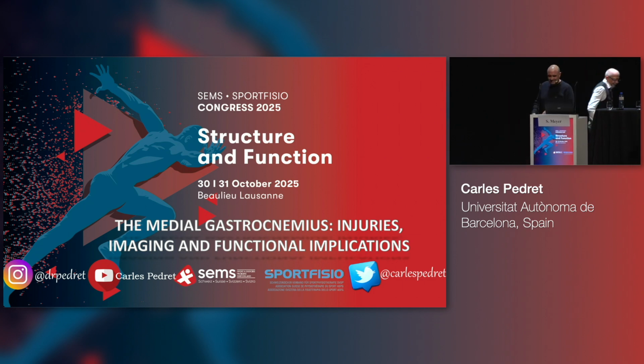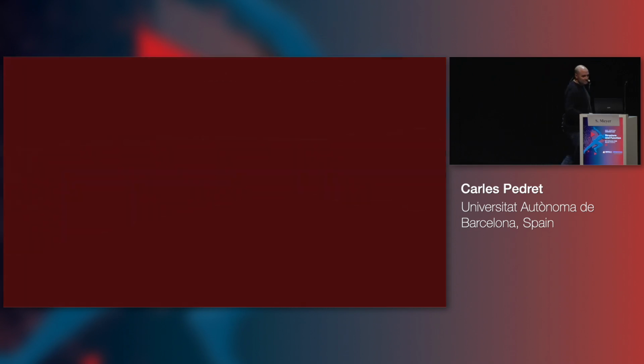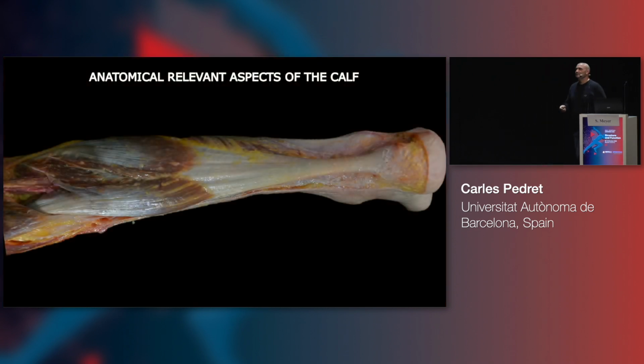Thank you very much. So let's speak a little bit about the Gastrocnemius, but I cannot speak only about the Gastrocnemius without speaking a little bit about the relevant aspects of the anatomy of the calf, because we divided here between Gastrocnemius and Soleus, but we need to understand the calf, even the Achilles tendon, as a whole complex in terms of anatomy and in terms of functionality. And that, for me, is very, very important.